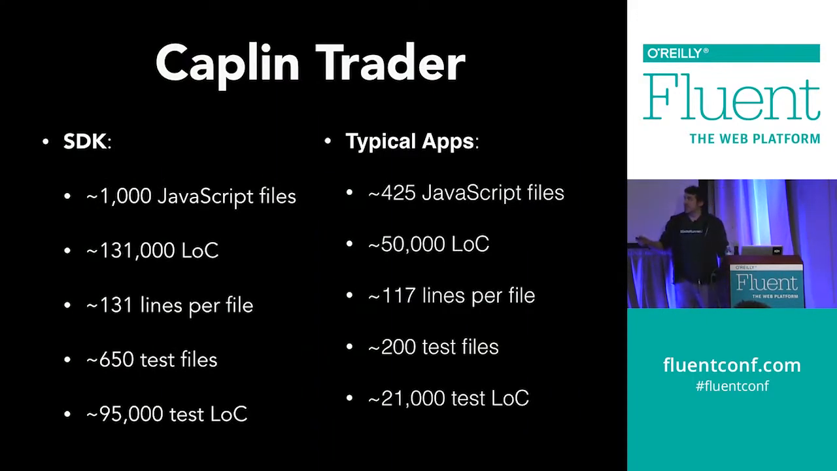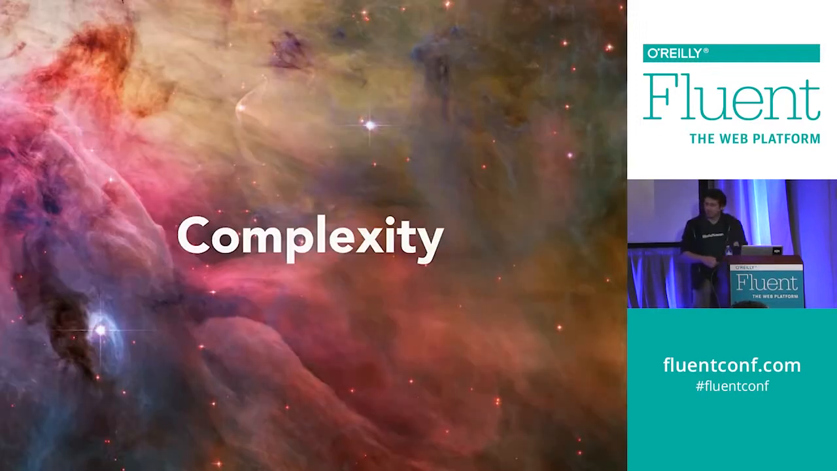For instance, our SDK is around 131,000 lines of code, 95,000 lines of test code. And this SDK is the thing that we build our trading applications on top of, and customers build their trading applications on top of. And a typical app will be 50,000 lines of code that they build, 21,000 lines of test code. So, loads of assets, loads of JavaScript. In addition to that, there's HTML templates, there's CSS, images, i18n for language files, and config.